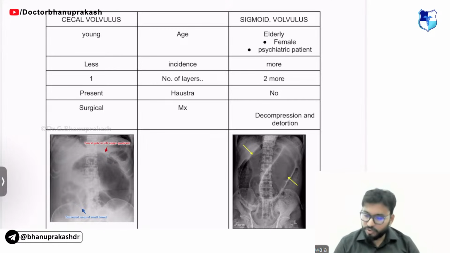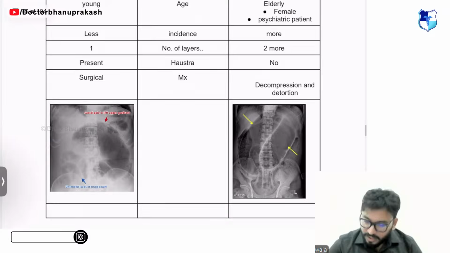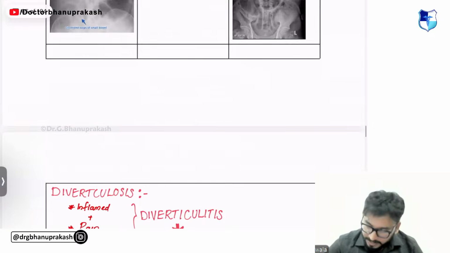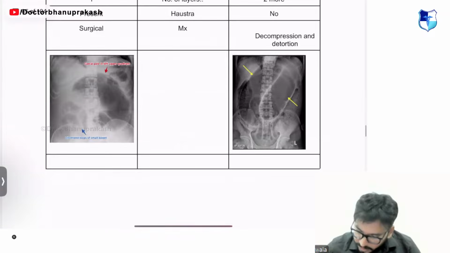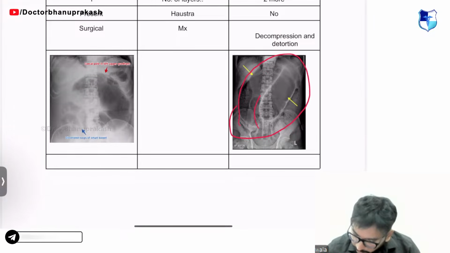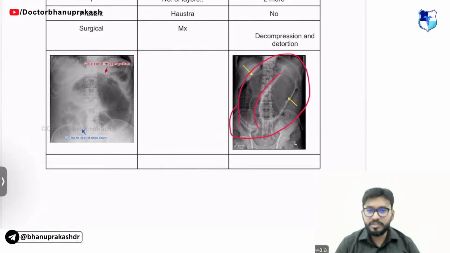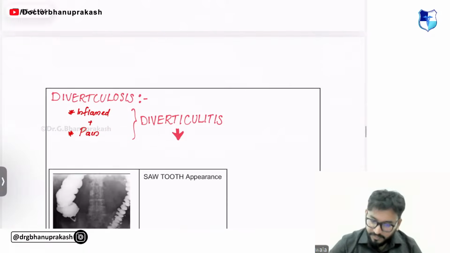Coffee bean appearance is usually what is asked, and the answer is usually sigmoid volvulus. Can you see this looks like a coffee bean? Because of the time constraints, we'll have to just move on and study only those which are very important.